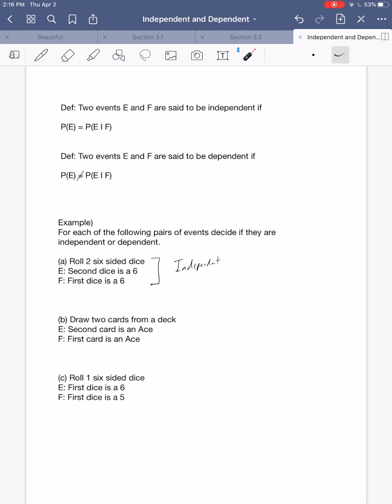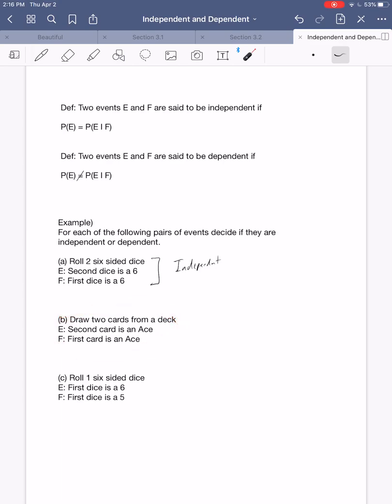If this said the second coin is heads and the other one said the first coin is heads, then it would also be independent. So good examples of independent events are multiple rolls of a dice, multiple flips of a coin. All right, let's take a look at this second one.